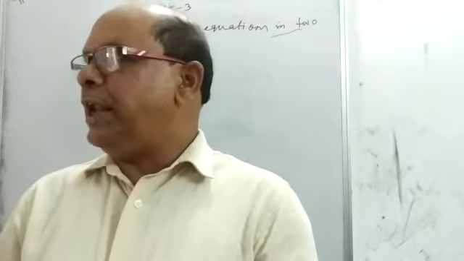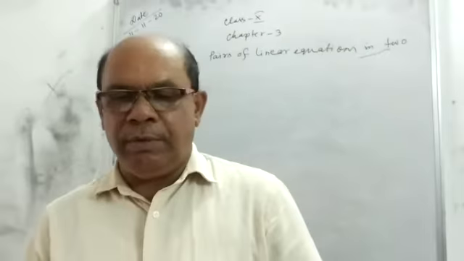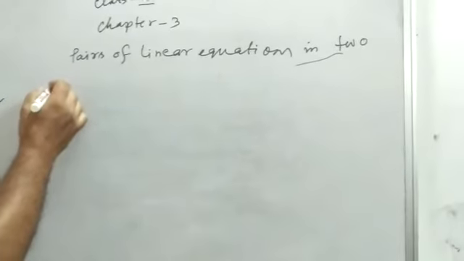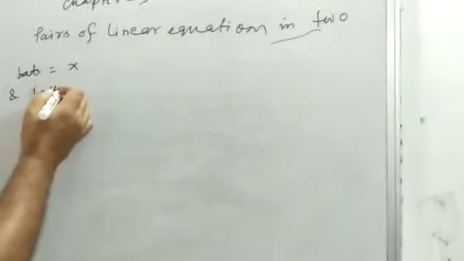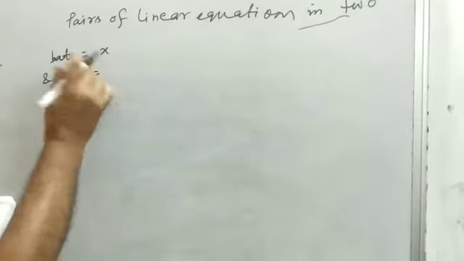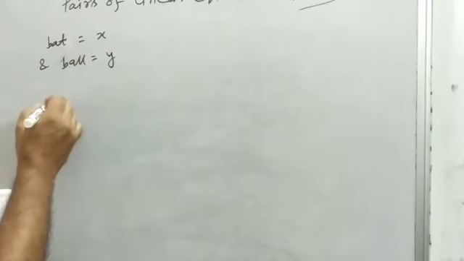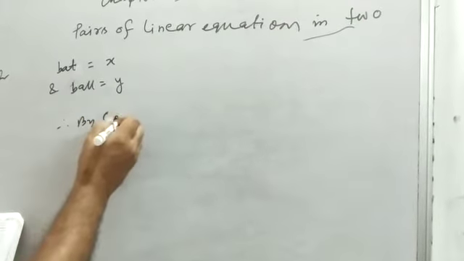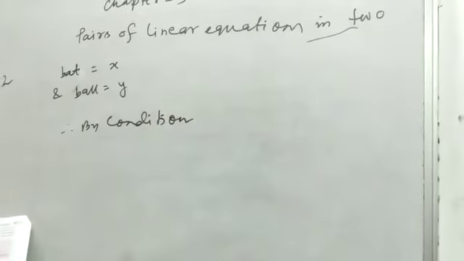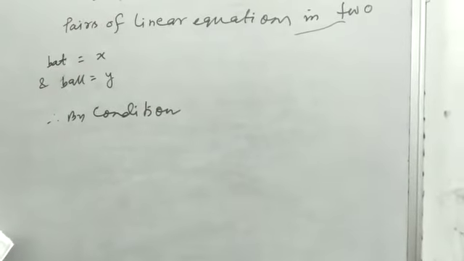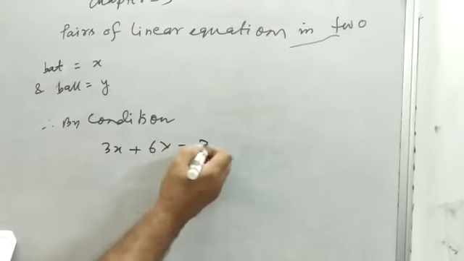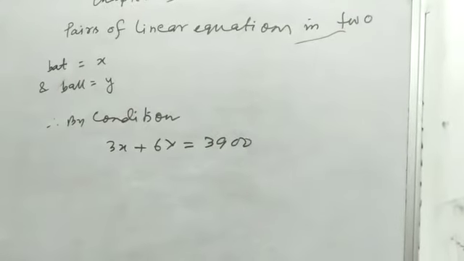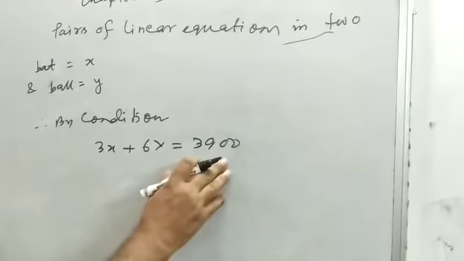So here we will suppose, let the cost of one bat is x and the cost of one ball is y. So by the conditions, it is easy. Here given first is 3 bats and 6 balls. 3 bats, then 3x plus 6 balls, then 6y is equal to 3900. And this one no need to change, you can keep in this form also.